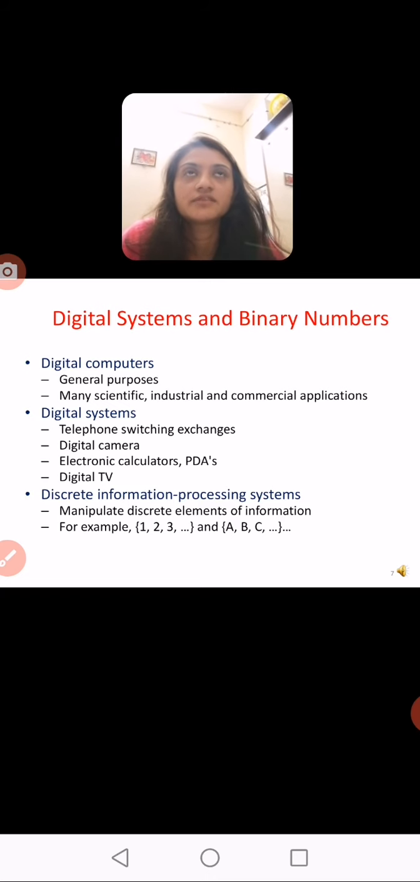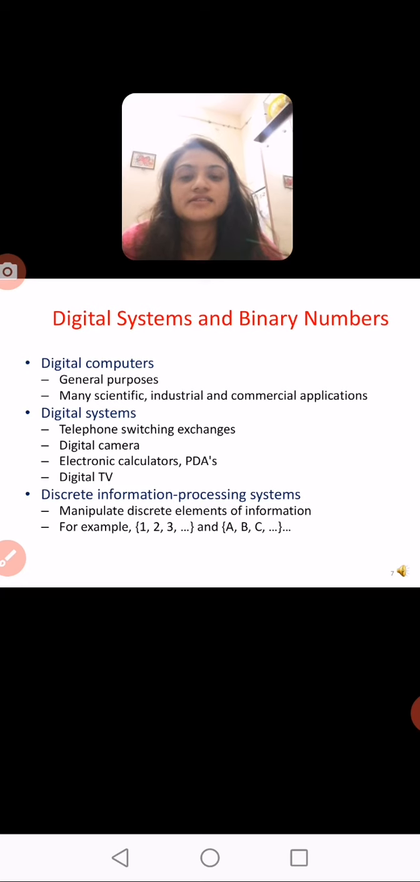So if you visit any industry, you will find computers modified for the particular industry application. Second one is digital systems: telephone switching exchange, digital camera, electronic calculators, PDAs, digital TVs. All these are examples of digital systems.